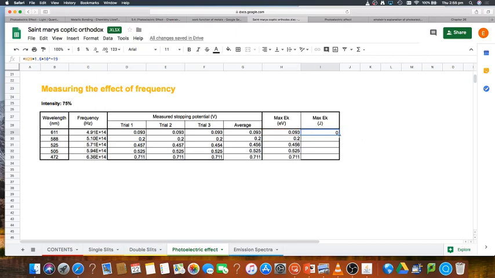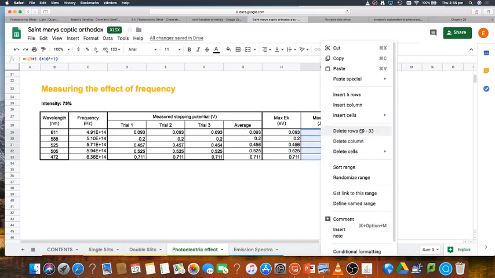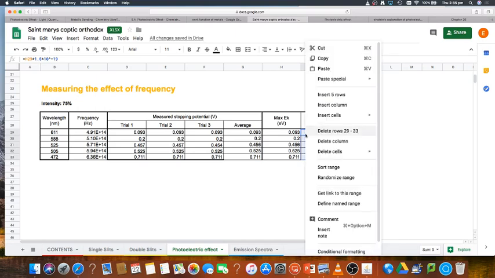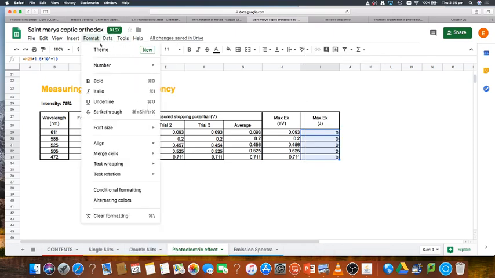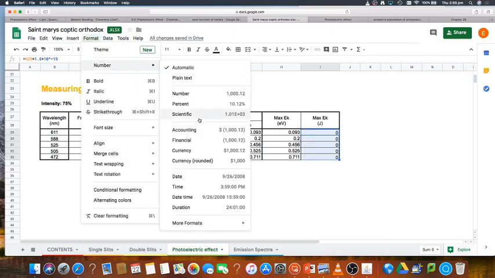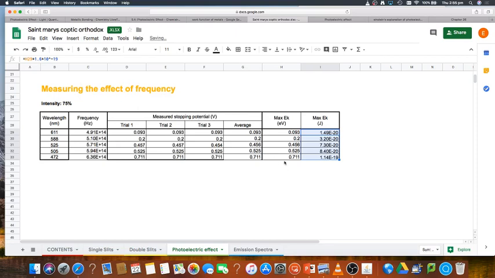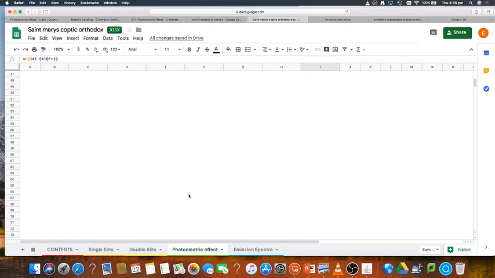Again, I think we want these numbers in something else. Okay. All right. I'm going to have to format these ones as well. And some to scientific notation. There we go. Okay. So now we've got energy in joules. So let's go and see if we can generate a graph. I'm going to generate a graph of frequency versus maximum kinetic energy and see what happens.